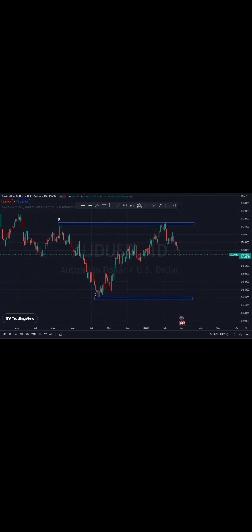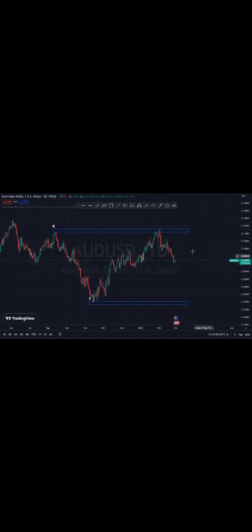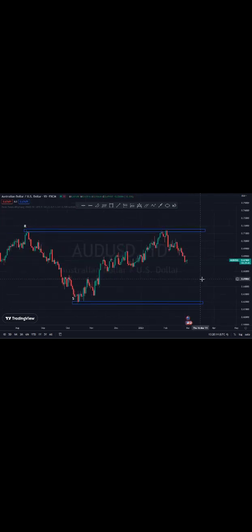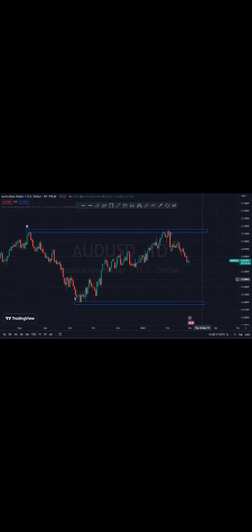I like using this example for beginners: resistance is like your roof. When you're in a house, resistance is the roof and support is the floor. As you can see here, this is the roof, the resistance, and down here is our support, which is the floor. Once you've done that, you basically have a playground. I like calling this my playground. I'm not looking at price anywhere else, I'm looking in between my support and resistance. So that's what you do on the daily.